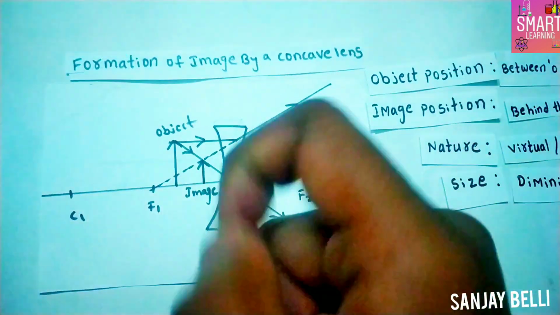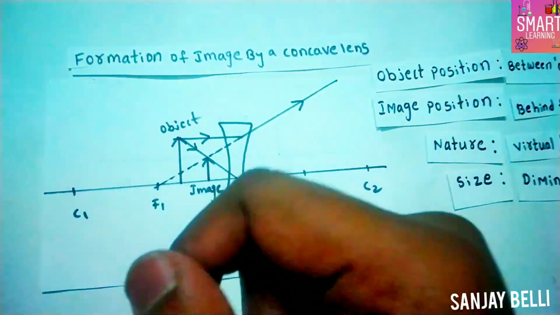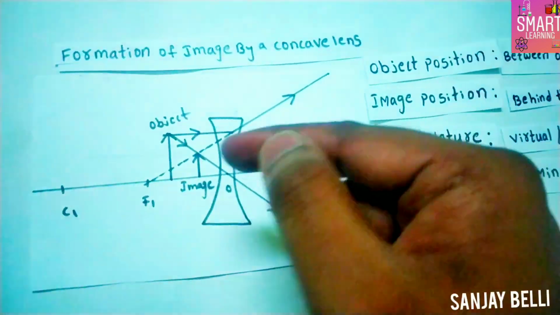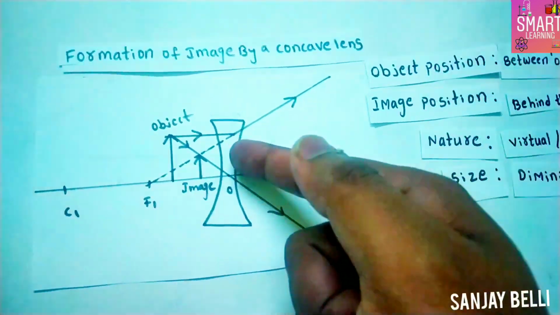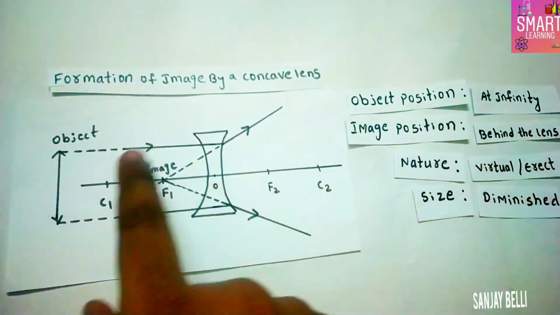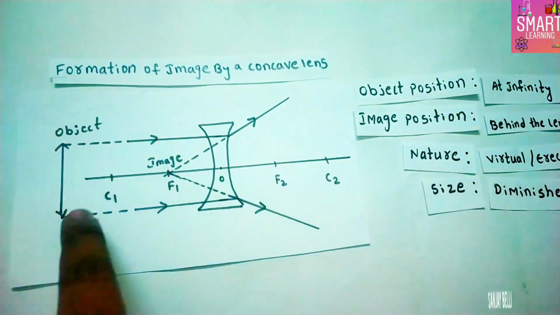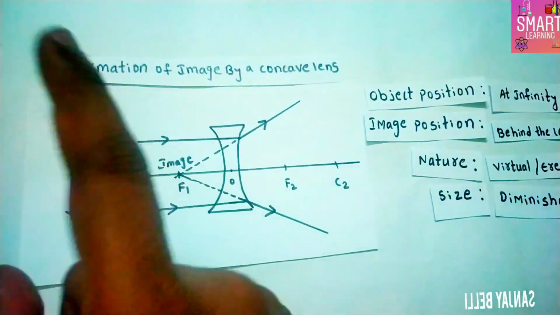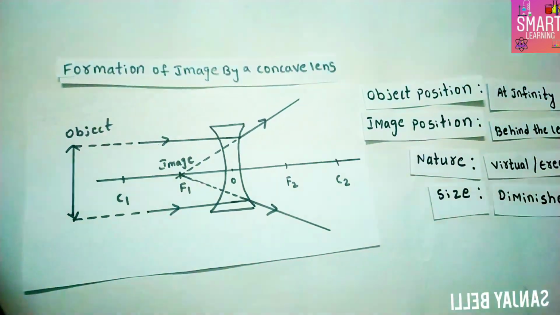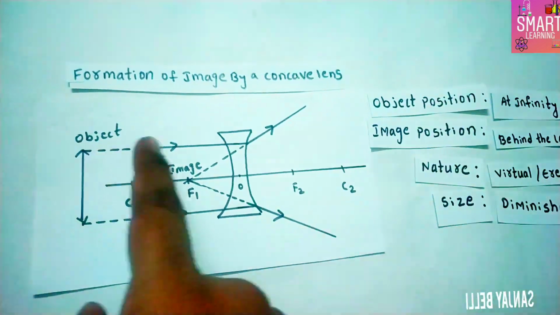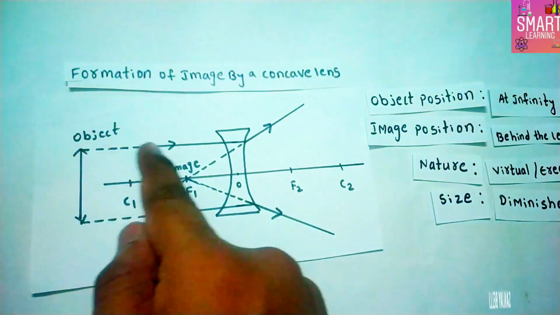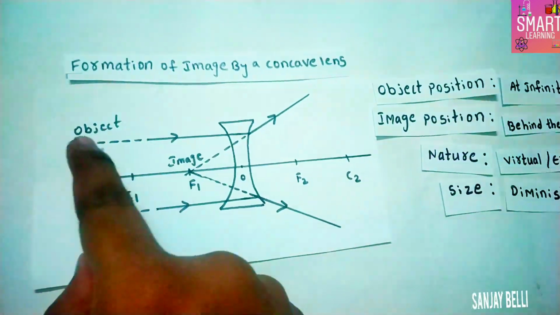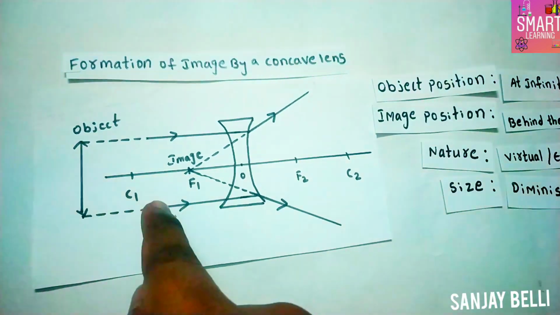Now let me discuss your last case, that is, the object placed at infinity. Now we will see where an image can be formed, whether an image will form between O and F or somewhere else. Here you can see I placed an object at infinity from your concave lens. Already we know if you place an object at infinity, for both mirrors and both lenses, you have to use only rule 1. Above the principal axis and below the principal axis.